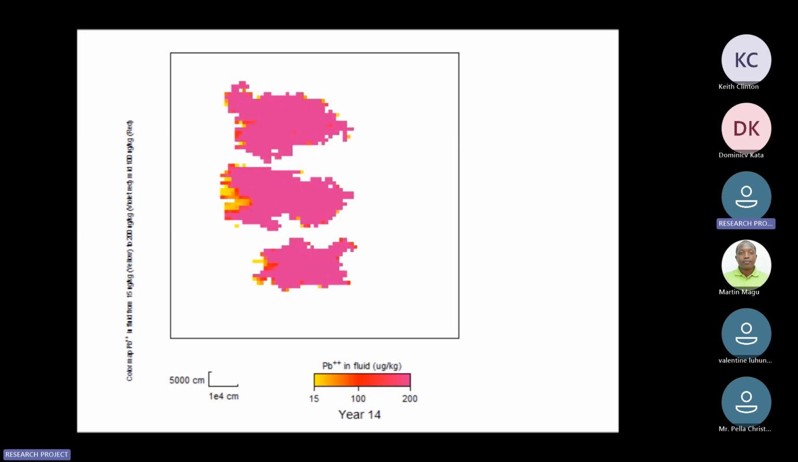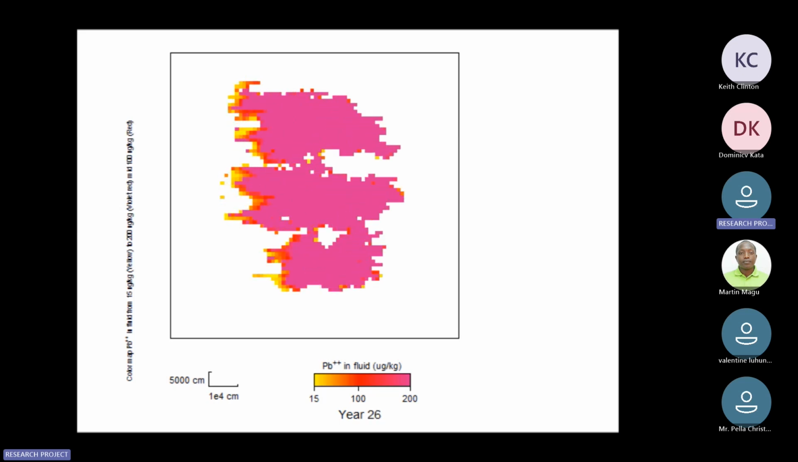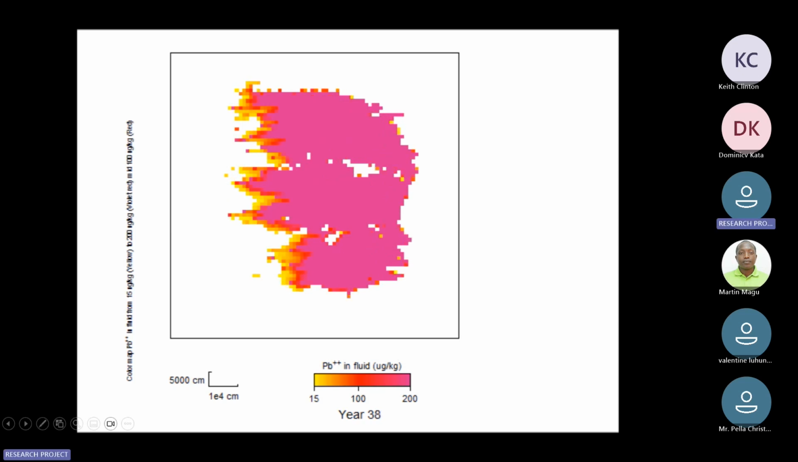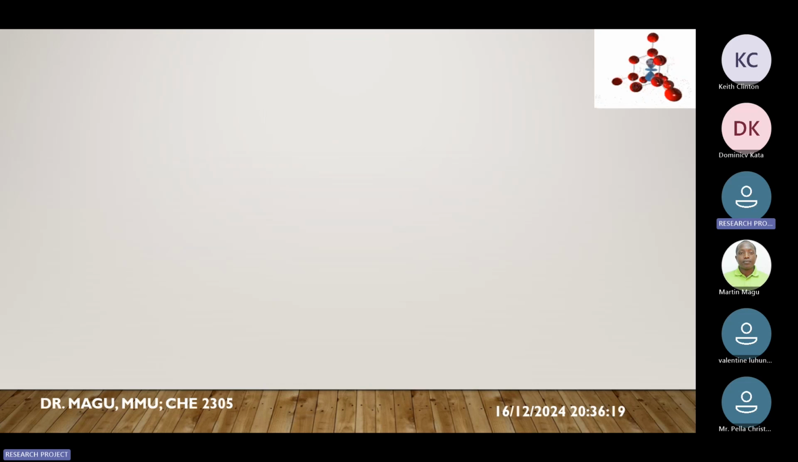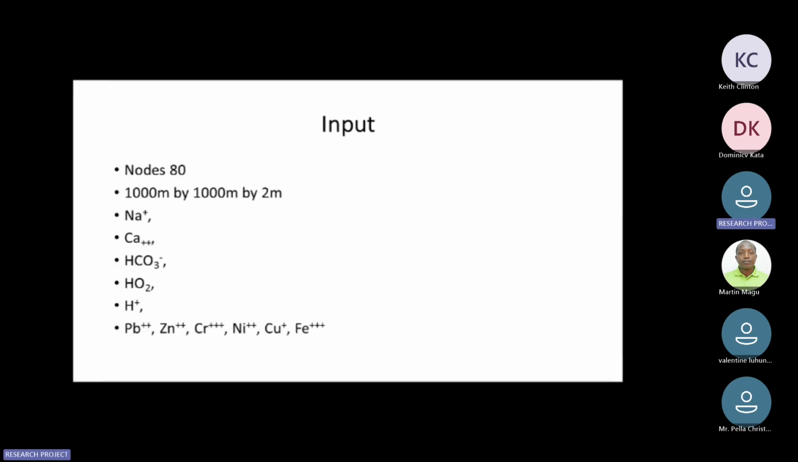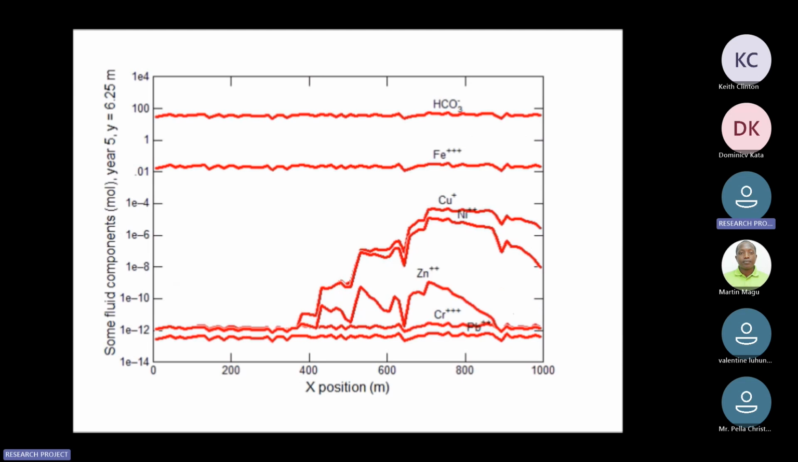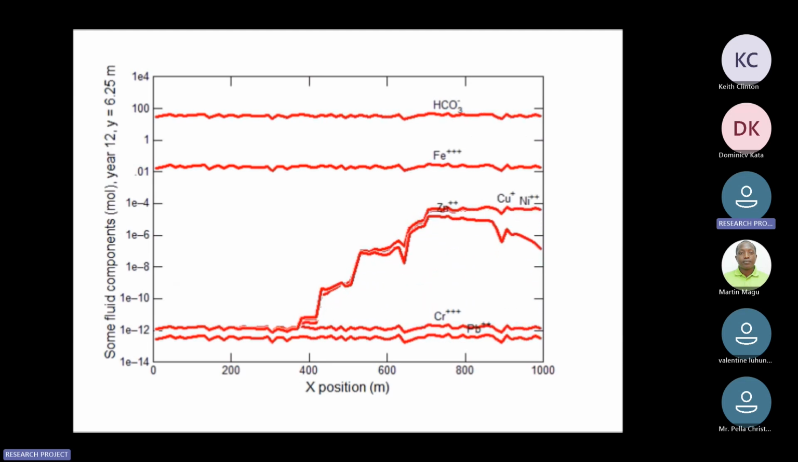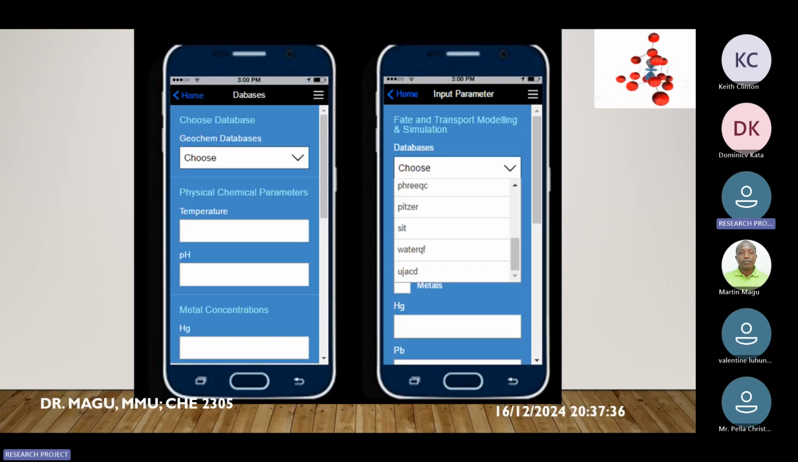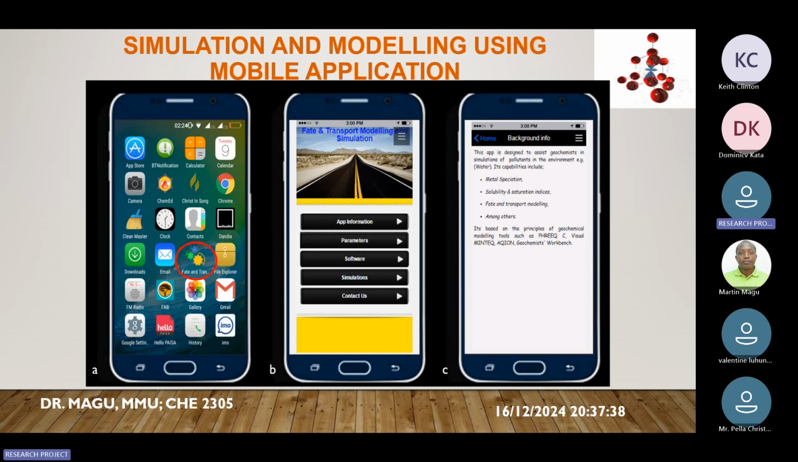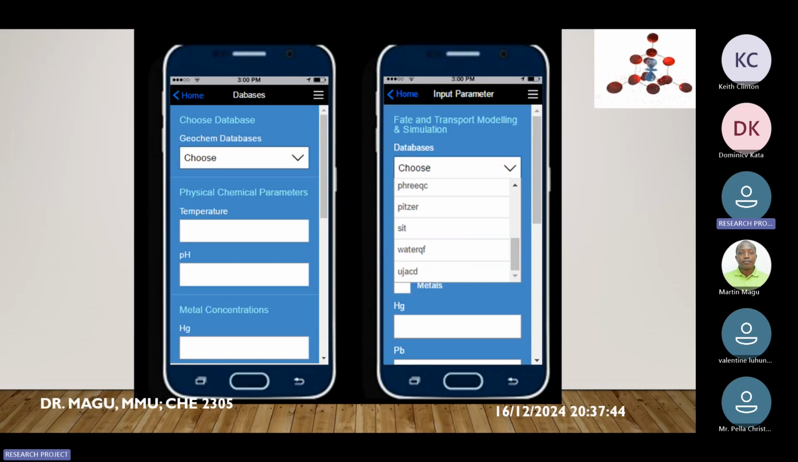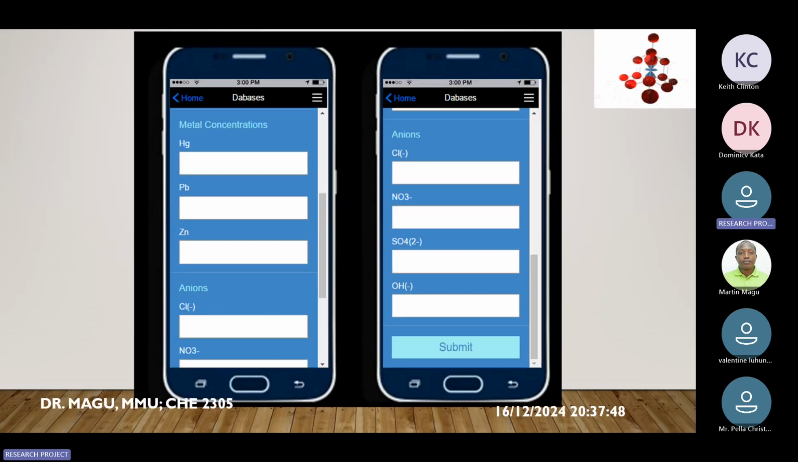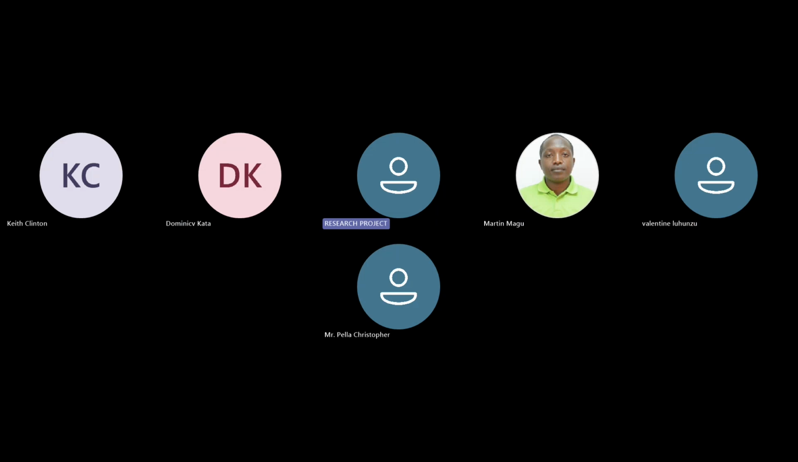We actually have an application that we developed for monitoring when you are in the field. If you have the physical chemical data, it is going to generate for you the simulations, if you have the physical and chemical parameters. Yeah, so there is quite a lot that can be done in this field. I hope I have answered your question, Dominic.